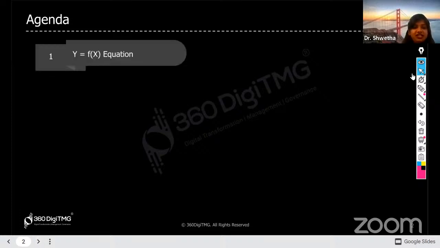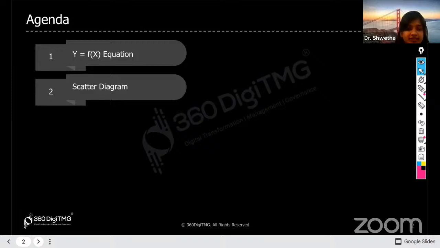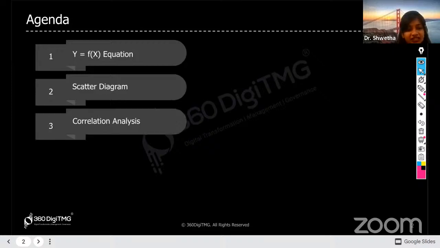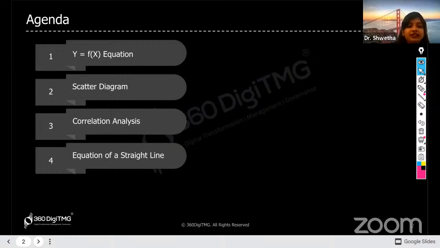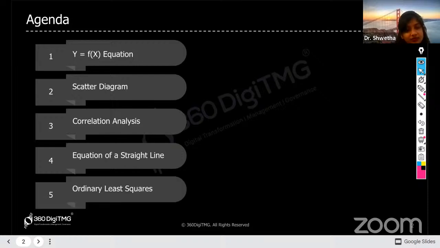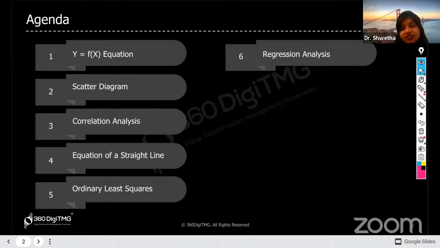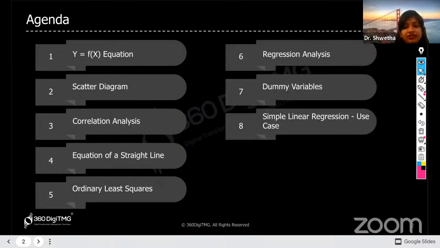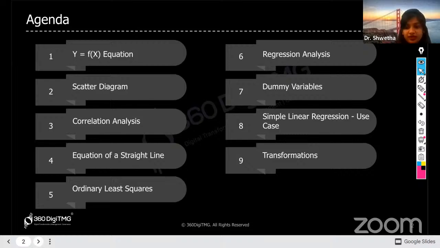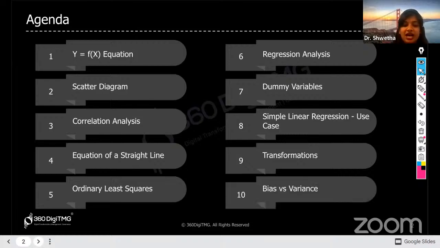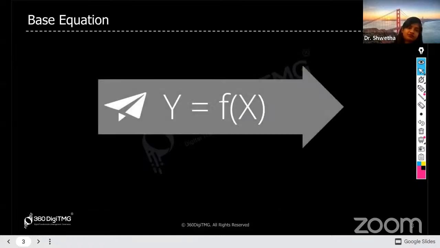So what is the agenda for today? Now, we'll be learning about the equation y is equal to f of x. Then we'll be moving ahead with the scatter diagram, correlation analysis, then equation of a straight line, ordinary least squares, regression analysis, dummy variables, and a simple use case using simple linear equation. Then about the transformations and bias and variance. So this is the agenda we are going to cover in the regression analysis.